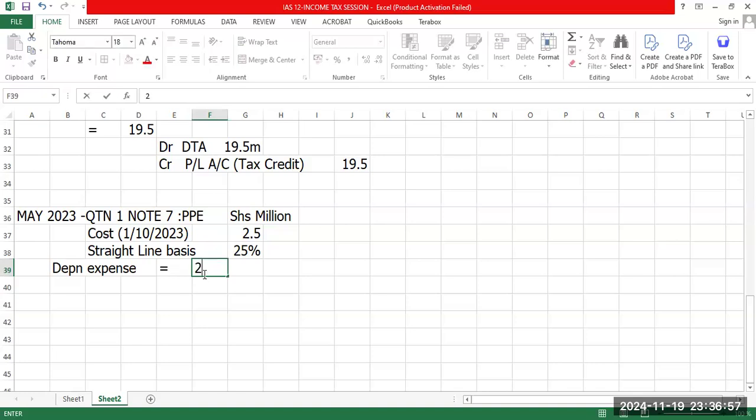Anyone with the question paper of May 2023 to share in the group? Or a screenshot of the question? Someone can screenshot and share.